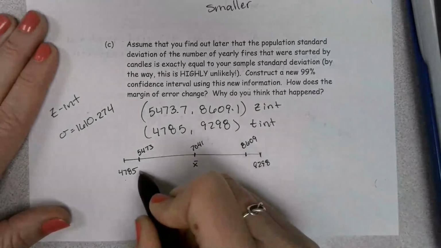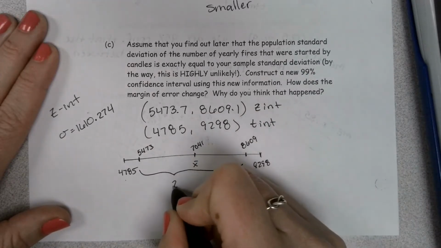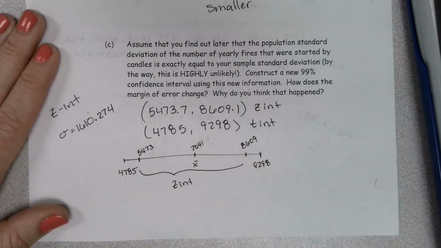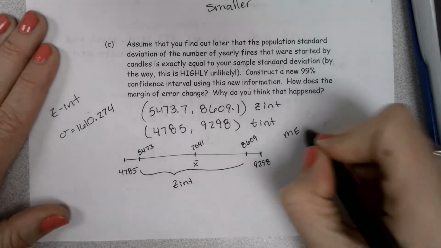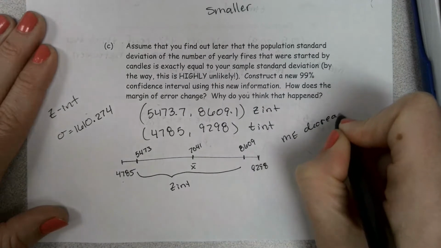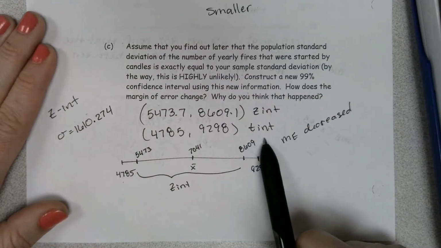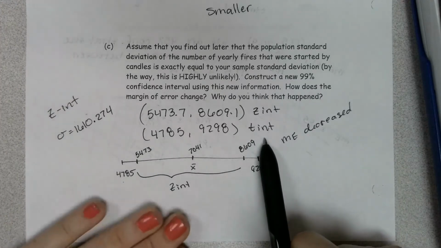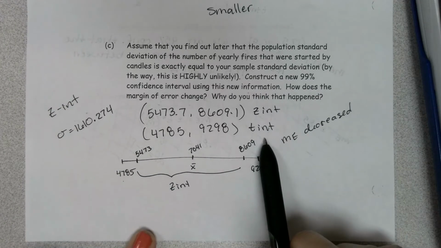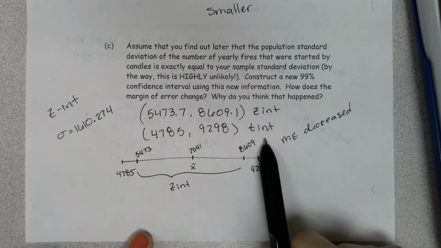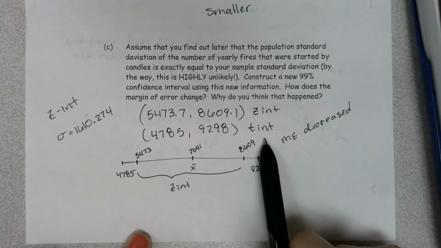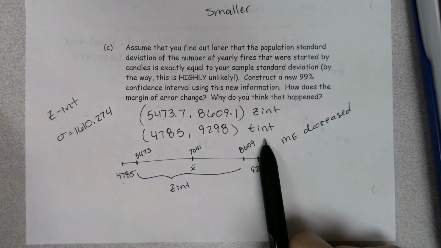So now from here to here, this is now my z interval. So what happened? Our margin of error decreased. And the reason for that is because when you do a t interval, it's doing the best it can to make estimates based off of the given information. So if the population standard deviation is unknown, you're now using two estimates. You're using your point estimate as your mean, and you're using a standard deviation estimate based on your sample.